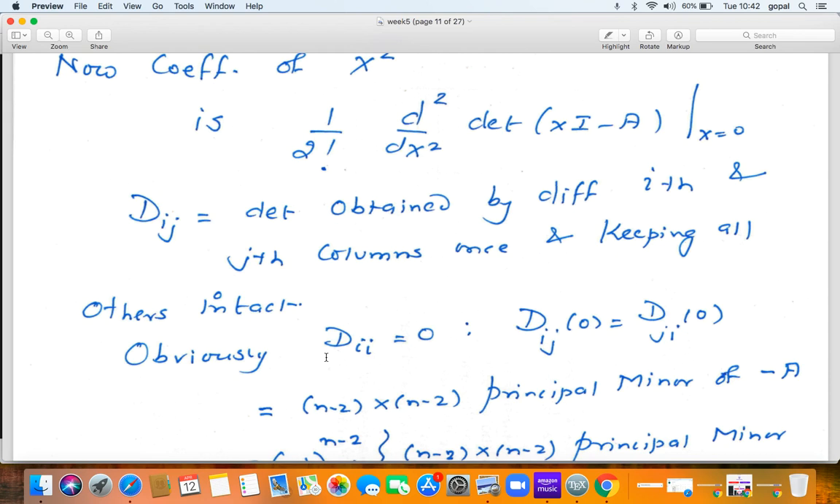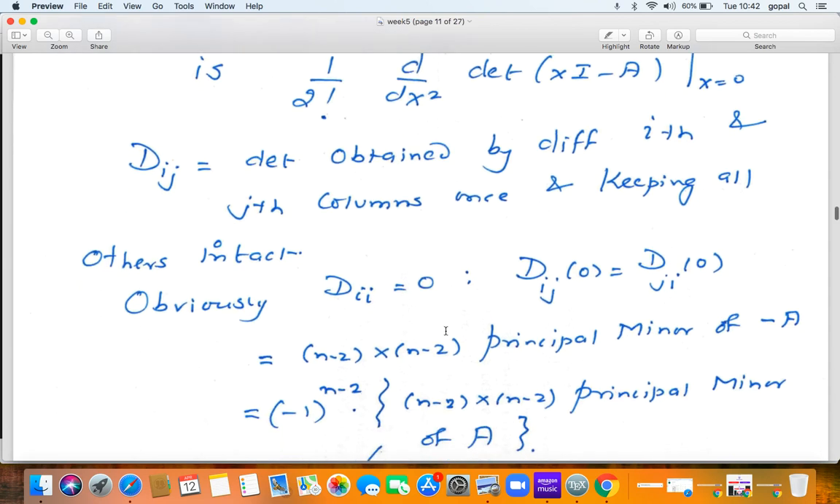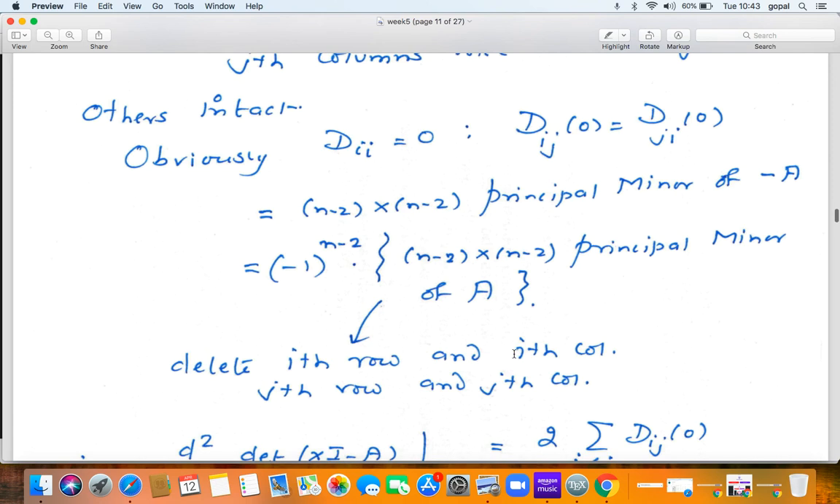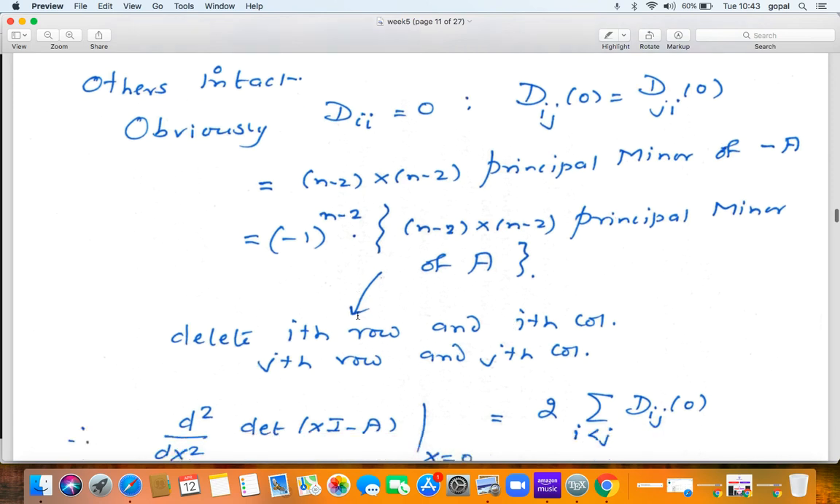So keep doing this and you will realize that d_ij(0) will be the n minus 2 by n minus 2 principal minor of minus A, or minus 1 to the power n minus 2 times the n minus 2 by n minus 2 principal minor of A. How do I get this principal minor? Delete the ith row, ith column, jth row, jth column. That's how you get the principal minors.